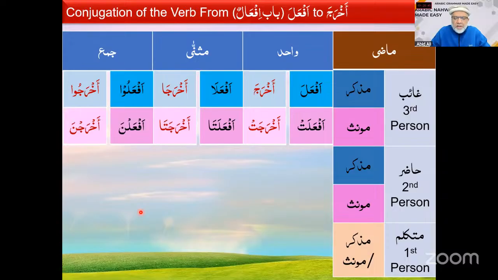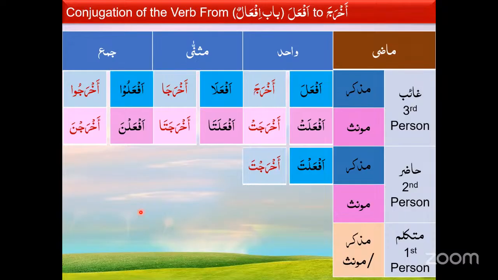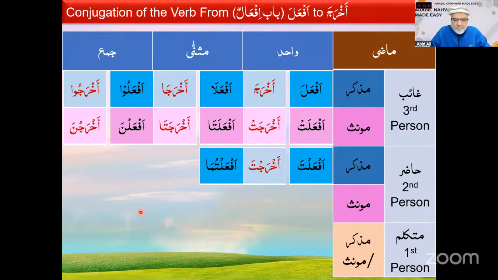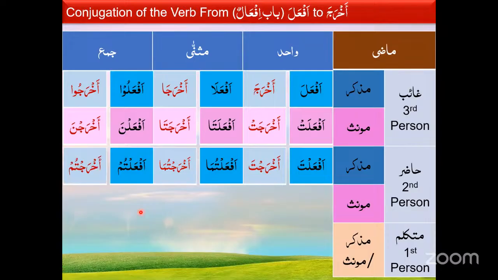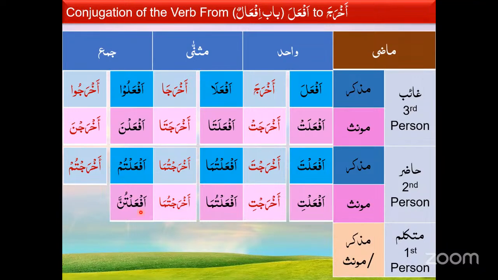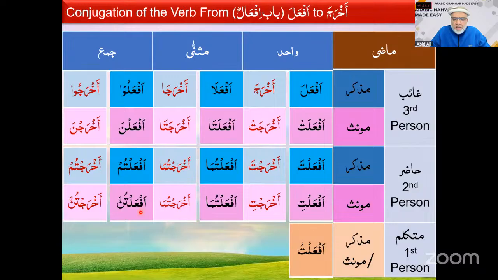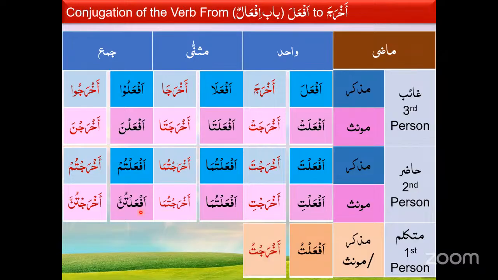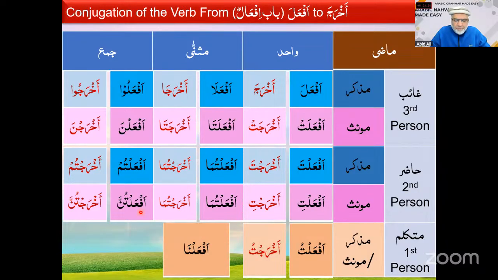Akhrajna. Okay. Sister Rabia. Af'alta. Akhrajta. Okay. Af'altuma. Akhrajtuma. Very good. Af'altum. Akhrajtum. Very good. Af'alti. Akhrajti. Very good. Af'altuma is same. Af'altunna. Akhrajtunna. MashaAllah. Very good. Brother Taj. Af'altu. Brother Imran Subhani. Af'altu. Akhrajtu. MashaAllah. Af'alna. Akhrajna.